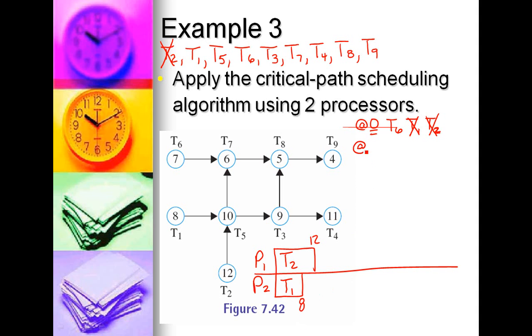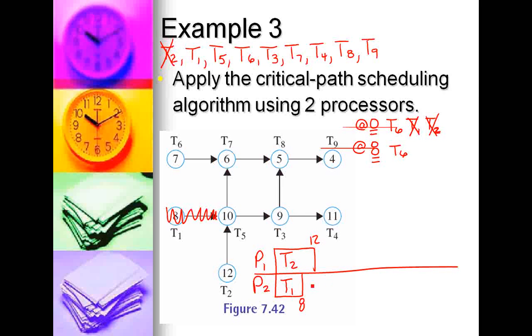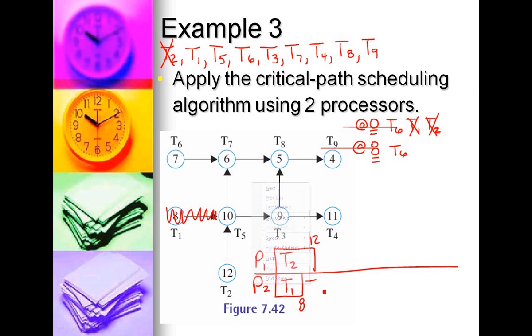Now we're looking at the 8-minute time slot. At the 8-minute time slot, T1 is complete. But that's all that's complete, so T6 is still our only ready task. So we have to schedule T6. T6 has a length of 7. That brings us up to 15.